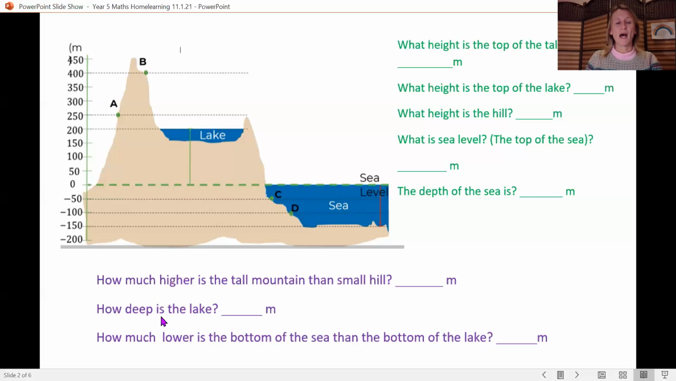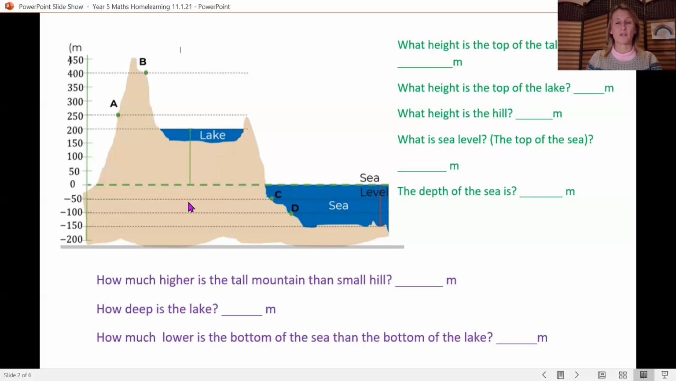I want to know, how deep is the lake? Not the sea, the lake. How deep is the lake? And I want to know, how much lower is the bottom of the sea than the bottom of the lake? So, bottom of the sea is there, counting up again in 50s until you get to the bottom of the lake. I want to know the difference between the bottom of the lake and the bottom of the sea. How much lower is the sea?